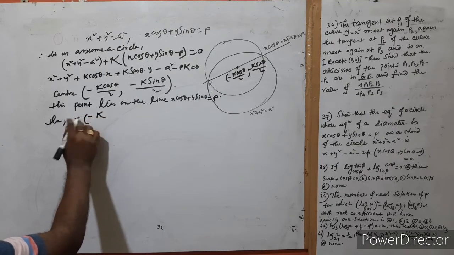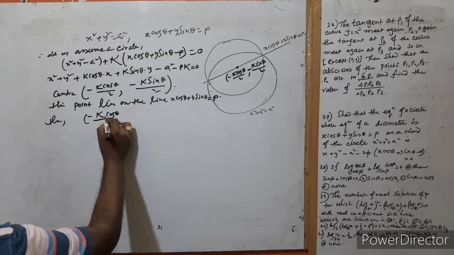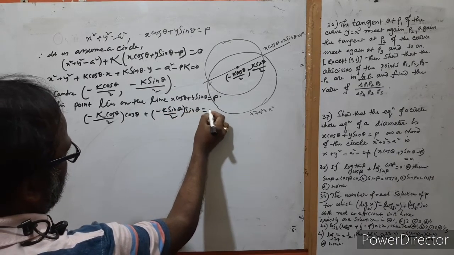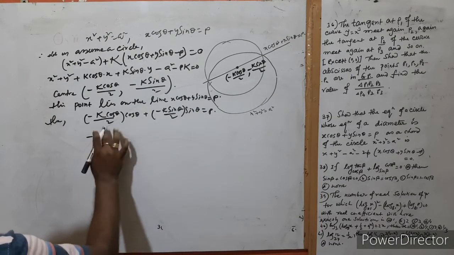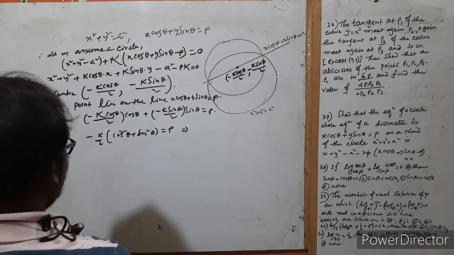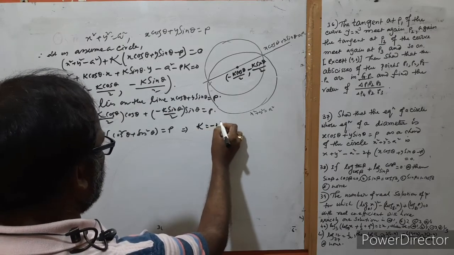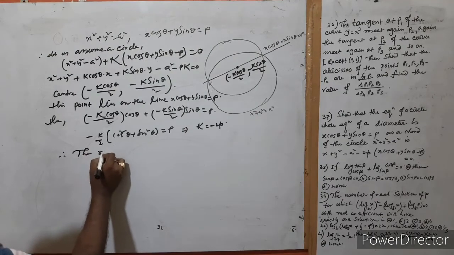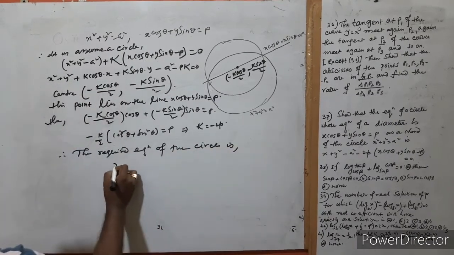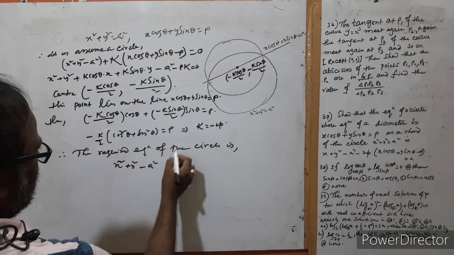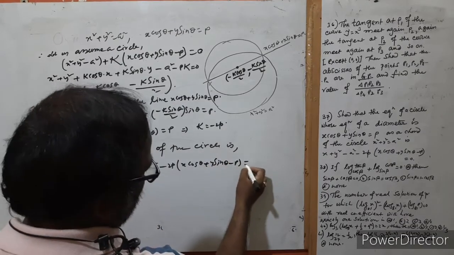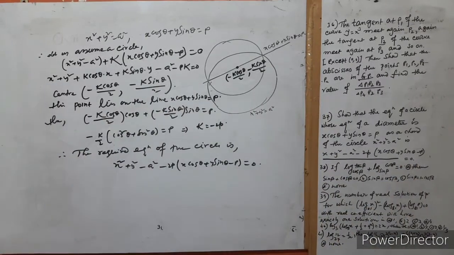Then put minus k cos theta by 2 in place of x, and this is cos theta, same as minus k sin theta by 2 into sin theta equal to p. This is minus k by 2 times cos square theta plus sin square theta is equal to p. Now this is 1, and k is equal to minus 2p. So therefore the required equation of this circle is x square plus y square minus a square, and k means this is minus 2p times x cos theta plus y sin theta minus p equal to 0. See, this is your answer. Okay, I think all of you have understood.